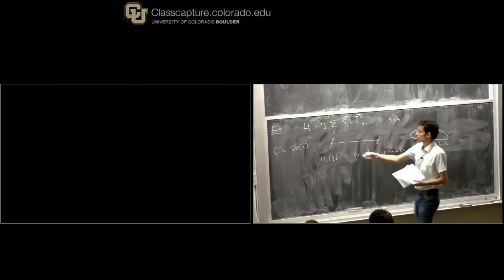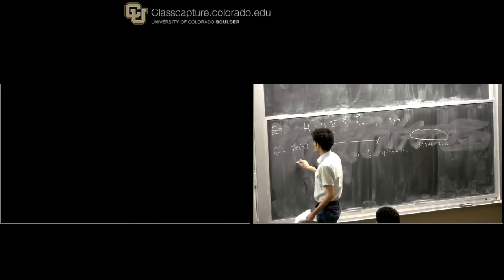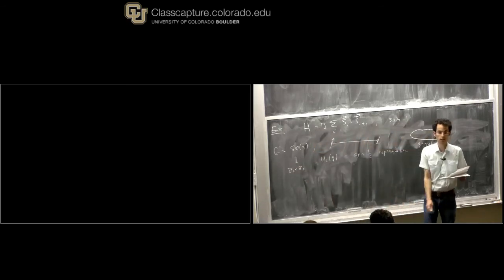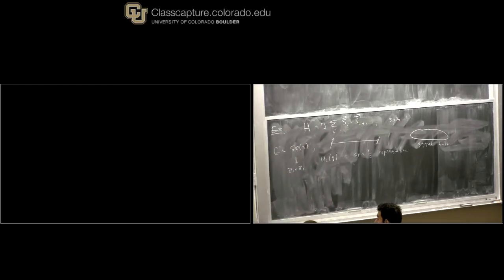And you don't need the full SO(3) symmetry. You can, for instance, break this down to Z2 cross Z2, and these edge states will still survive. So if you don't like thinking about continuous groups, you can also think about discrete groups. Okay. Any questions?